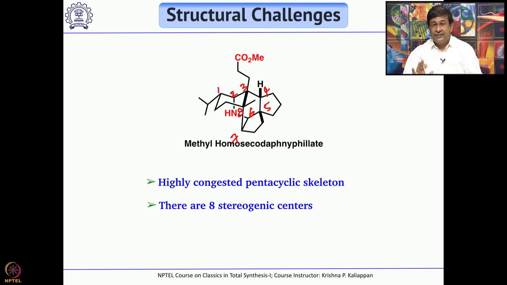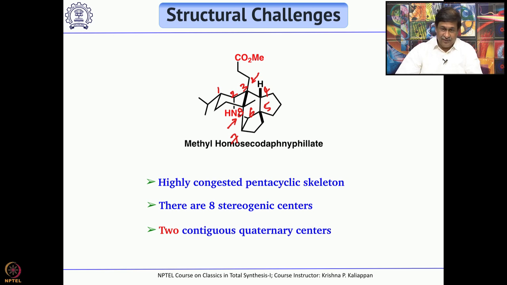8 contiguous stereogenic centers. In that, if you look at 3 and 8, they are contiguous quaternary centers. So the presence of 8 stereogenic centers, in that 2 contiguous quaternary centers coupled with a complex pentacyclic skeleton really provided enough synthetic challenge for synthetic chemists to attempt the total synthesis of this molecule.